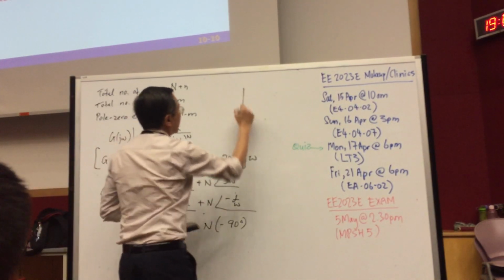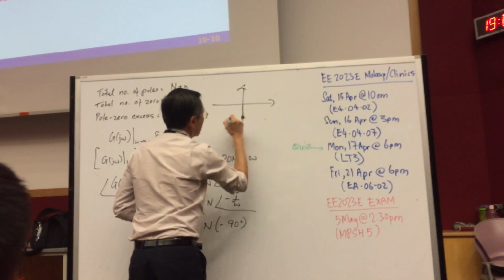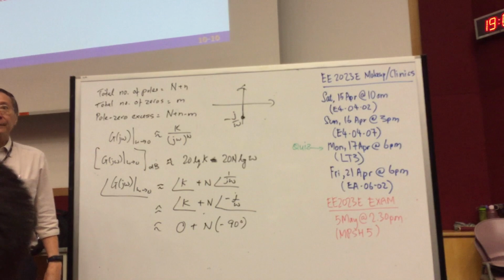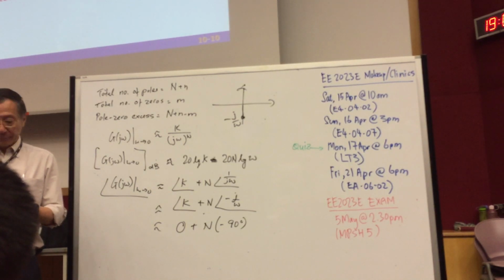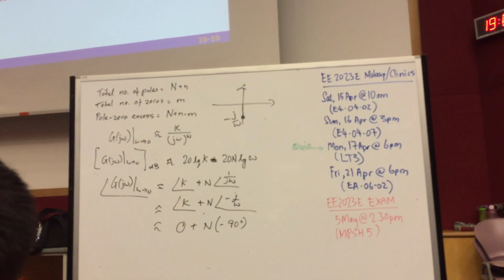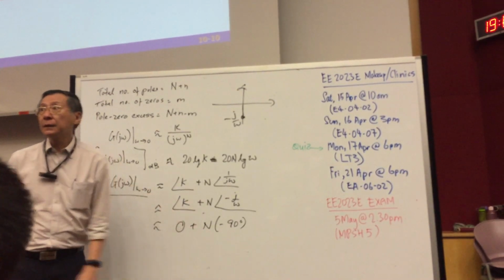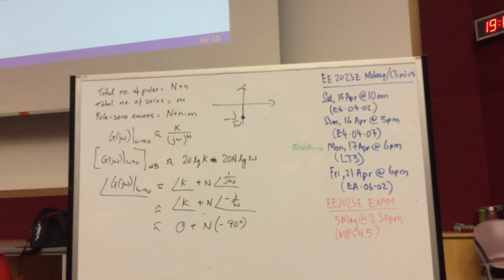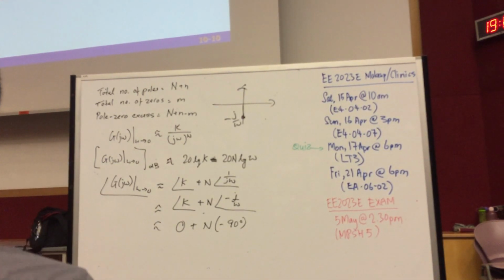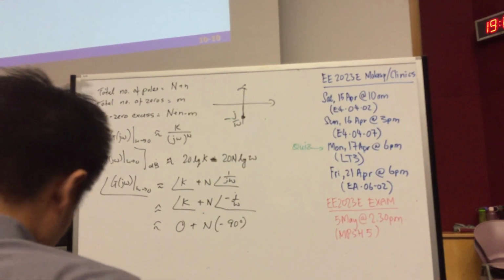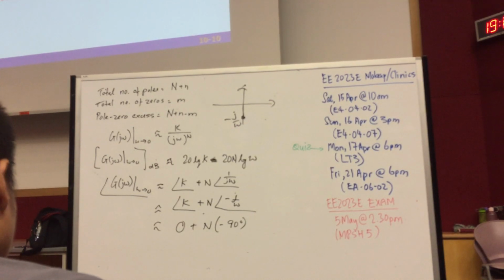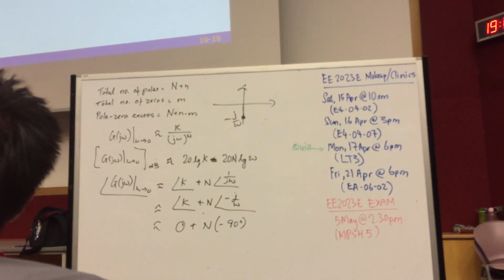Minus j omega. Complex numbers. Minus 90 degrees, right? Okay, so that's what this is telling: N times minus 90 degrees. So again, if capital N is 1, then it will be at minus 90, flat, independent of frequency. If capital N is 2, it will be minus 180 degrees.